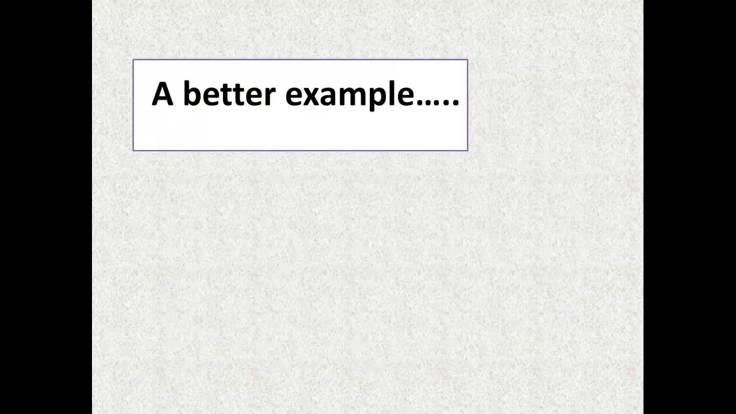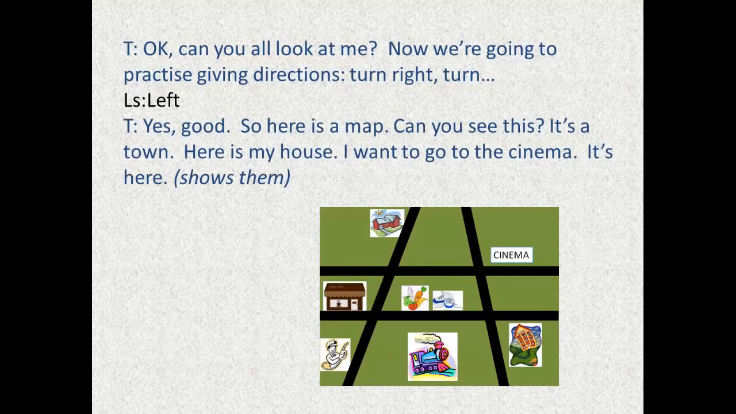So we started off with a bad example. Let's look at a better example of the same thing. Okay, can you all look at me? Good. Now we're going to practice giving directions. Turn right, turn, learners left. Yes, good. So here's a map. Can you see this? Obviously I'm showing it to them. They've probably got the handout on their table at that time. It's a town. Here's my house, and I want to go to the cinema. It's here. I'm going to show them.